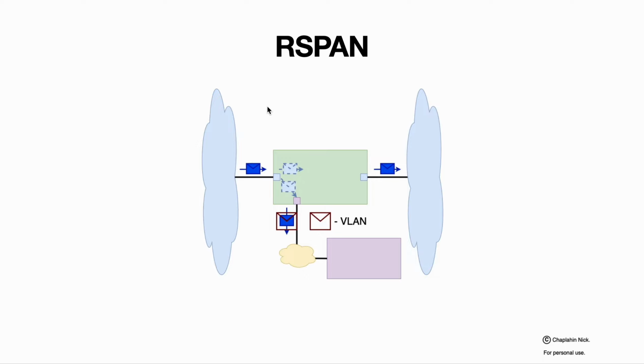It supports everything else, but here it works in modify-original-frame mode. It needs to put this frame into a specific VLAN.